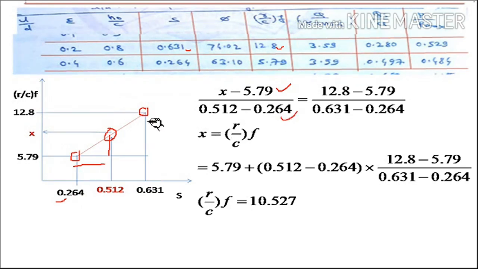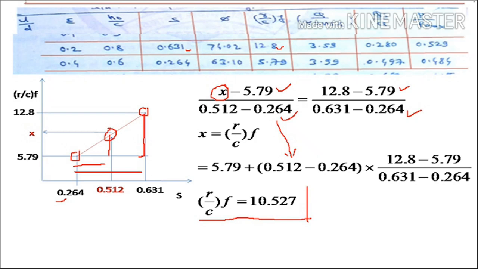Now for the bigger triangle, this is 12.8 minus 5.79. This is the height of this particular triangle, which is written over here, and the base of this triangle is 0.631 minus 0.264, that is written over here. If I equate this, from this I have to determine the value of x, which corresponds to R by C into F. So this is equal to 5.79 plus this particular term, multiplied by this total term as it is. So I will be getting the value of R by C into F equal to 10.527.